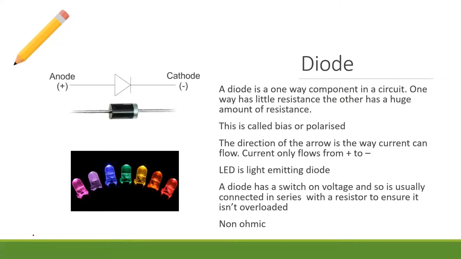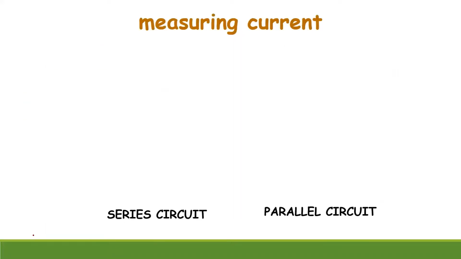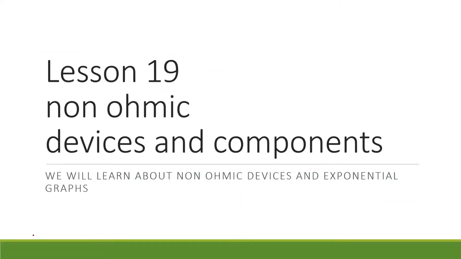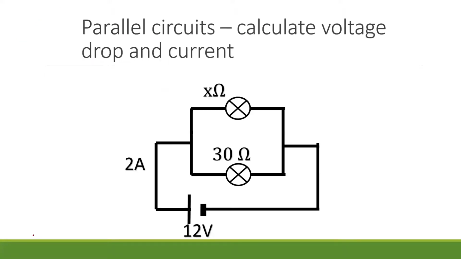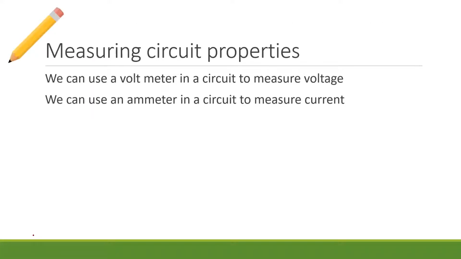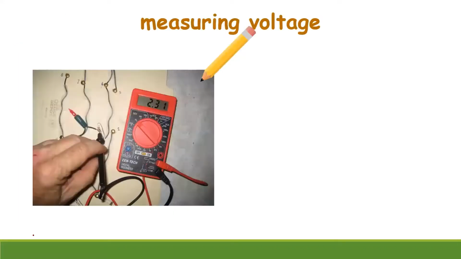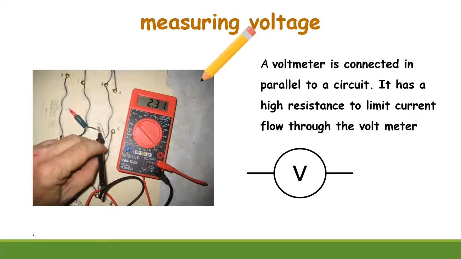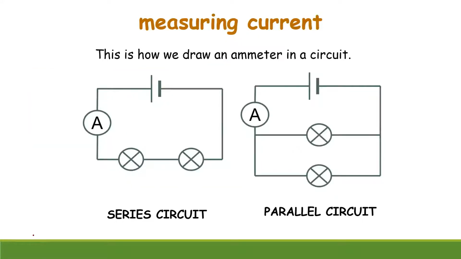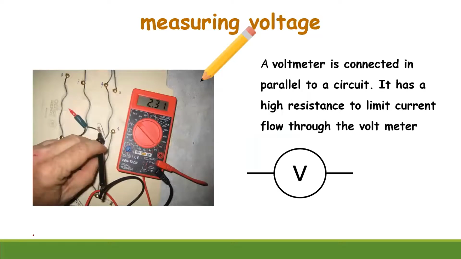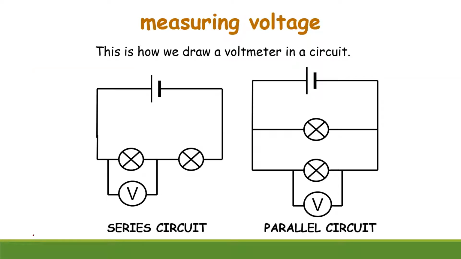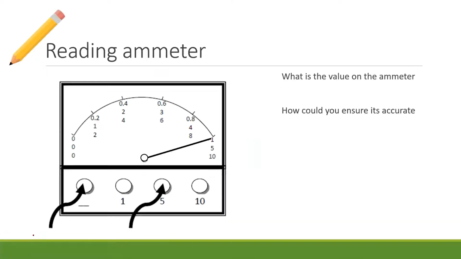What did we do last lesson? The last lesson was pretty full on. We did three major things. The first thing we did was we answered this question first. And then we did some measuring circuit properties. We use an ammeter to measure current. We use a voltmeter to measure voltage. Ammeters must be connected in series. Voltmeters are connected in parallel around what we're trying to measure the voltage.